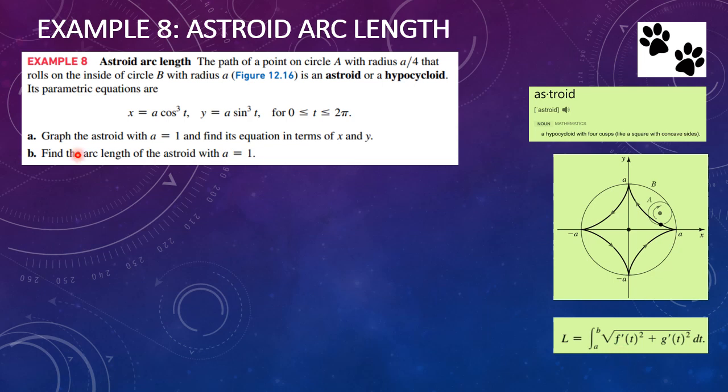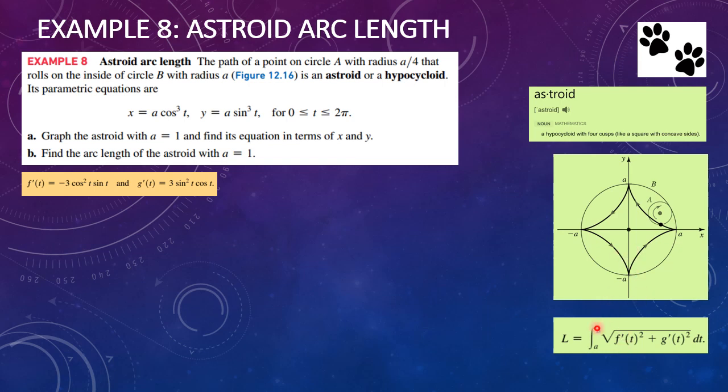So we know that x equals cosine cubed t and y equals sine cubed t, with a equaling 1. So we need to find the derivatives of each of these terms. And we get the derivative of x, or f prime t, is -3 cosine squared t sine t, and this is using the chain rule. And similarly for y, the derivative of y is 3 sine squared t cosine t, and again that's just using the chain rule from calculus 1. So now we can apply this in the integral.